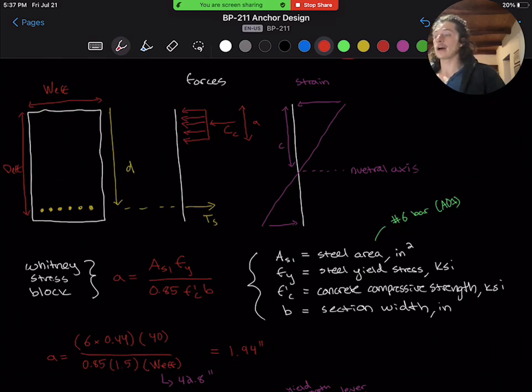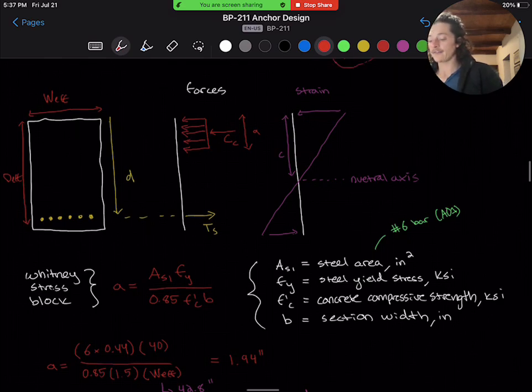The depth of the concrete block that is in compression, labeled CC and A here, is the Whitney stress block. So in this equation, for A, the variables are as follows. We have AS1, our tension steel area, Fy, our steel yield stress, F'C, our concrete compressive strength, and B, our section width. I'll leave everything in US customary units, and we can come back to metric at the end.